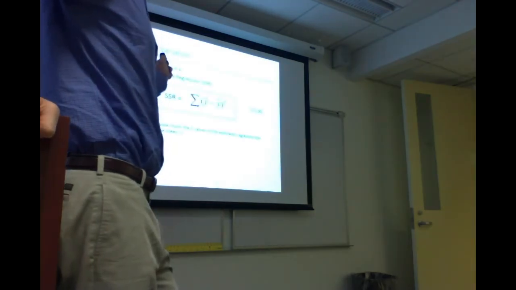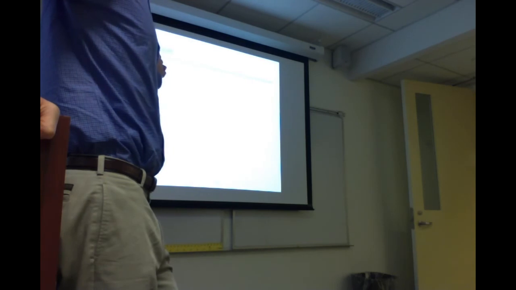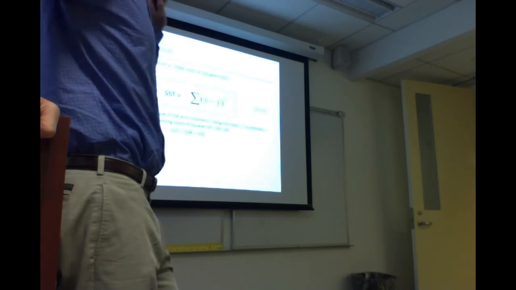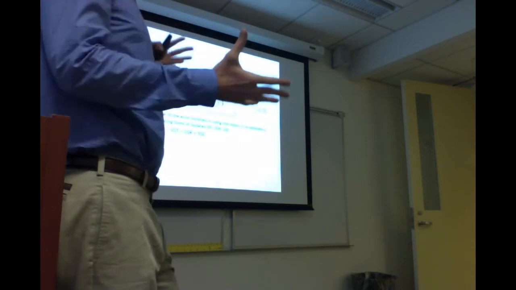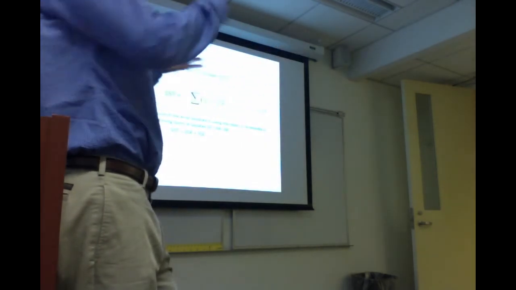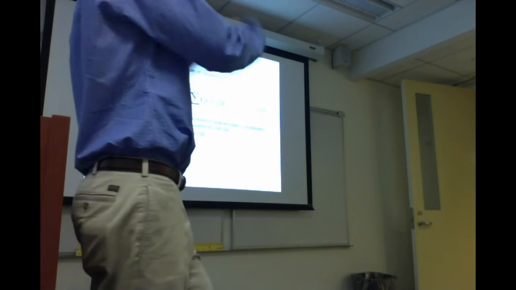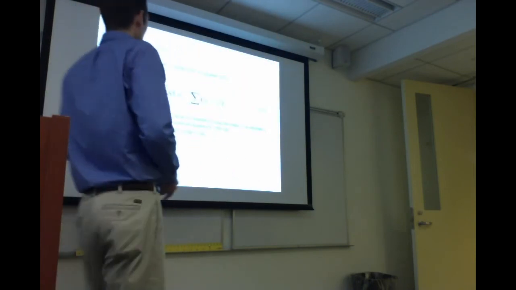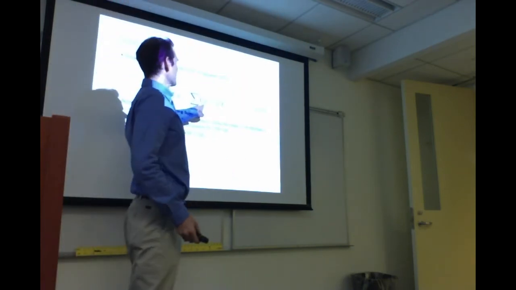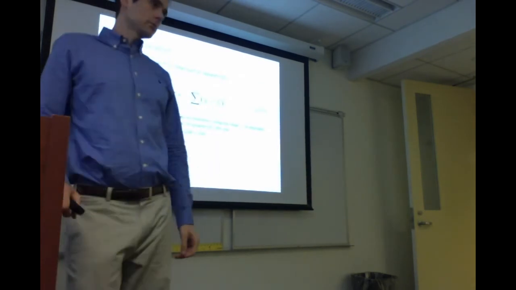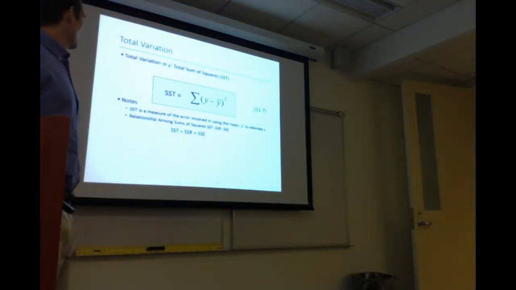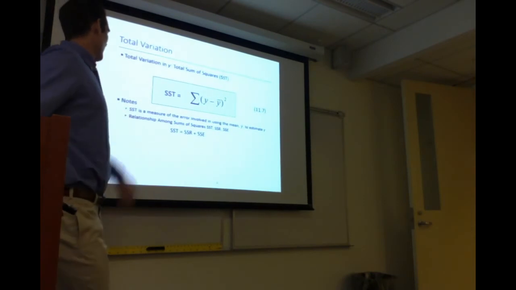Does that make sense? And then, of course, we've got total variation. Same thing. We don't just add up the total. We square the total because we want it in like units when we compare it to the error and the regression. So it is the deviation between the actual values of y and the average value of y. Sum that all up. It is a measure of the error involved in using the mean to estimate y.